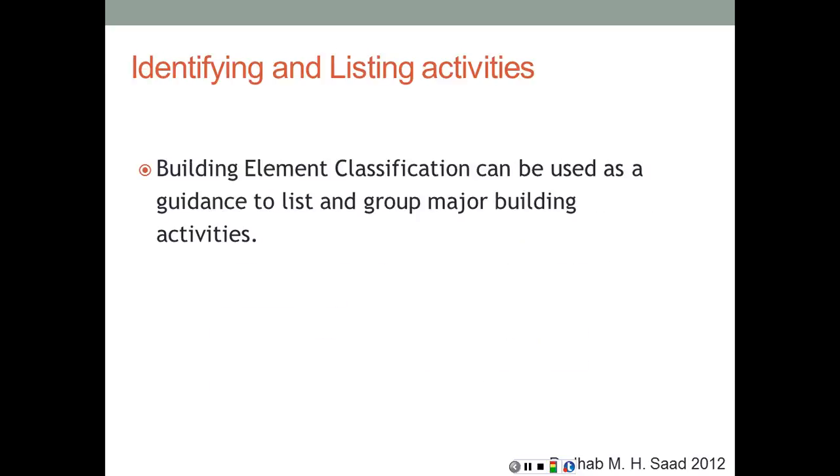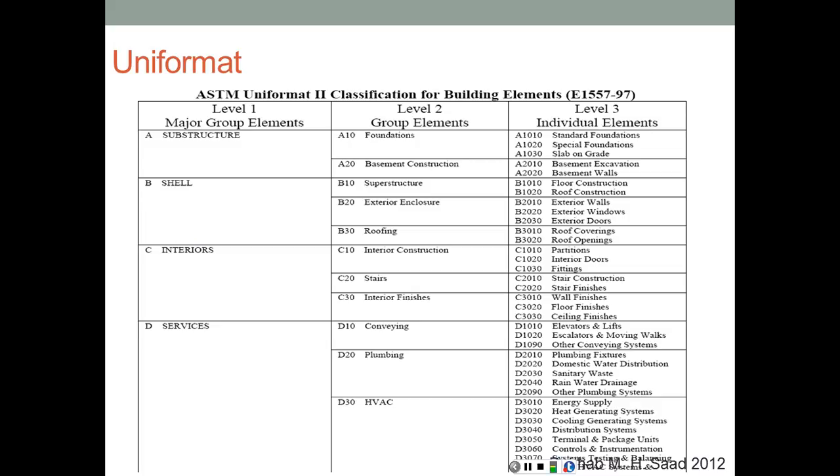Building element classification can be used as a guidance to list and group major building activities. So we're going to have foundations, superstructure, mechanical system, electrical system, etc. These could be major classifications under which I'm going to break them down into smaller entities until I reach the level of activities. So here, for example, is one of the formats. It's called the Uniformat, and it's sometimes used in estimating and in bidding as well as in scheduling. So here, for example, we have the structure, the substructure, the shell, interiors, services, etc. And each one of them shows a little bit more level of detail.